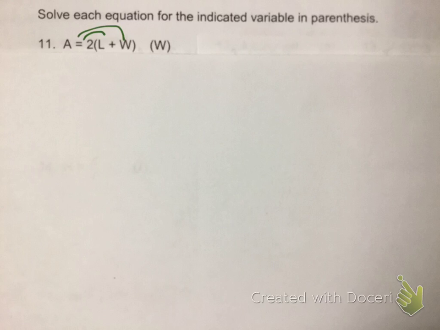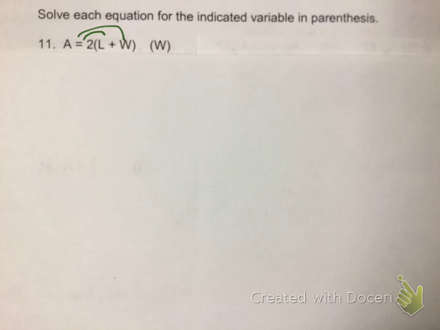Okay, literal equations are a little bit more complicated. They're all a little different. So these problems are just practice, practice, practice. Work these problems multiple times. It will click, but you're also going to need this for your physics class. They do literal equations a lot in physics. So in this equation, we're solving for w.